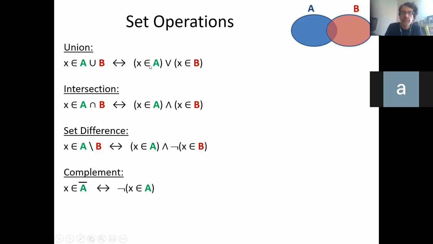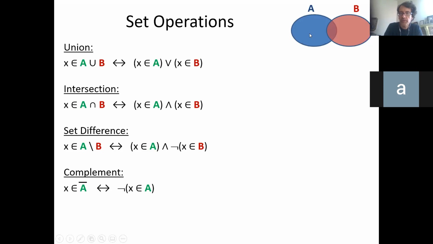If I have two sets defined, think of those as defined in terms of some predicates. Set A is defined as all those that satisfy some predicate connected to A. B is all those that satisfy the predicate connected with B. I define a union of those two sets as all those elements that satisfy a disjunction, an OR expression, over these two predicates. So x is in A, in other words x satisfies the predicate associated with the set, or x is in B.